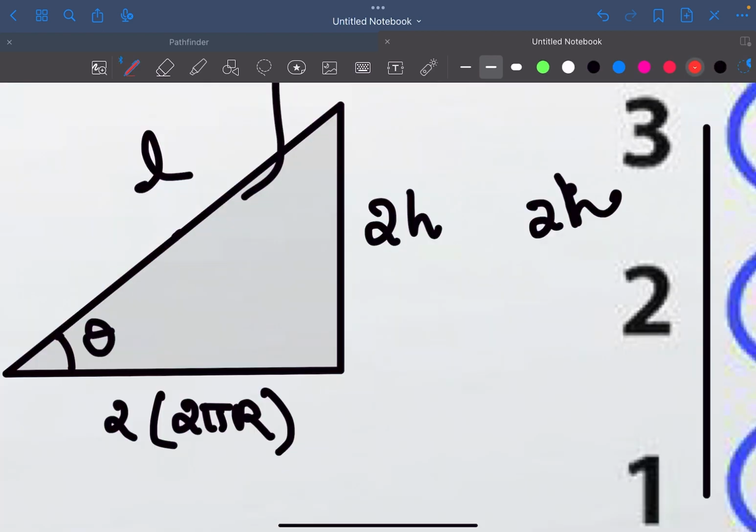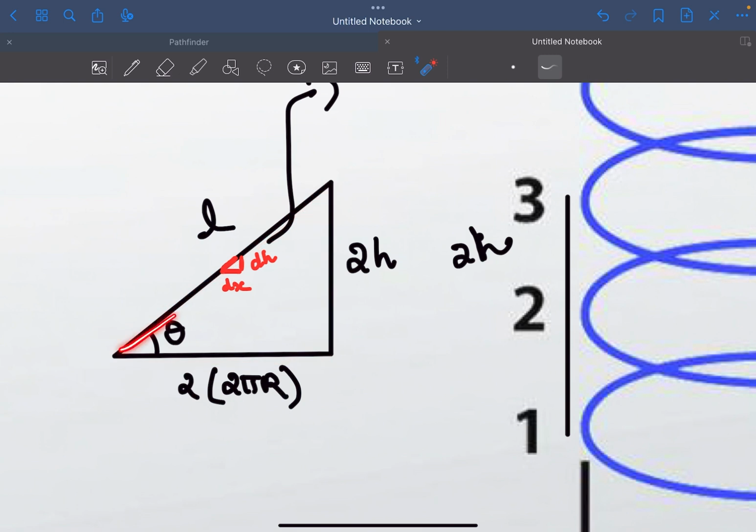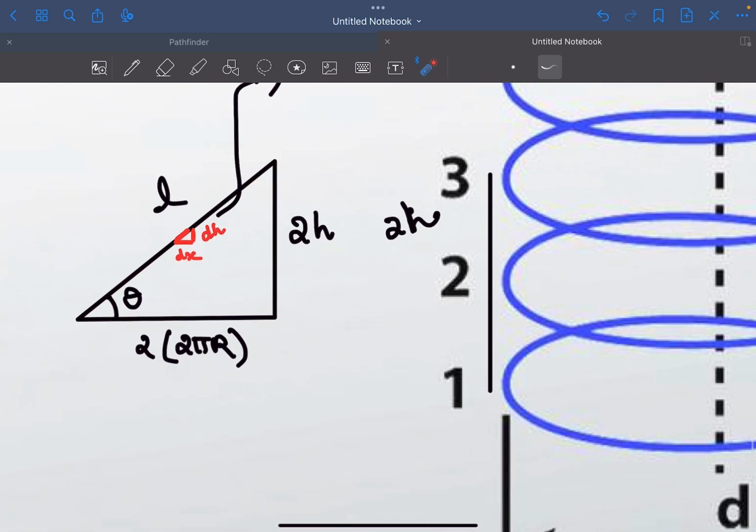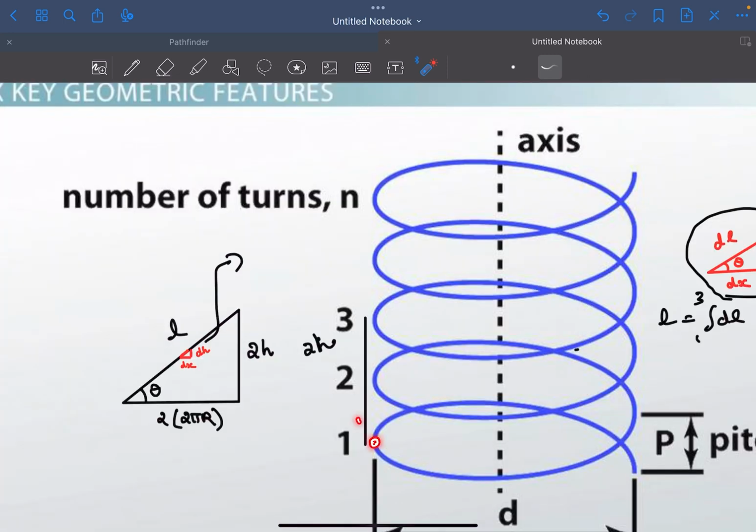So if I zoom in on this big triangle that I just drew, this is going to be the dl element, this is going to be the dx element, and this vertical height of it is going to be the dh element. And as we discussed earlier, this angle between them is always theta. And that's why we can draw this triangle. So basically, in short, let's say we made up a question here. Let's say this point is A and this point is B.